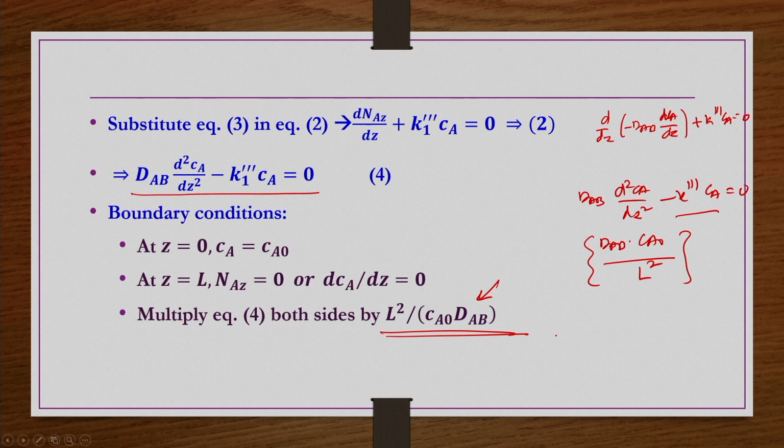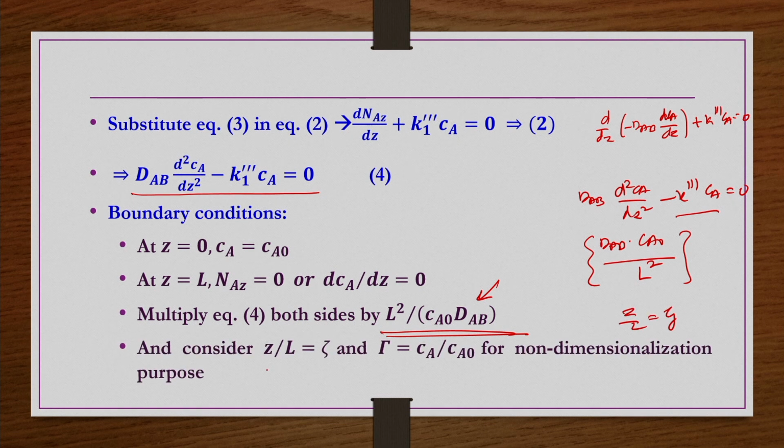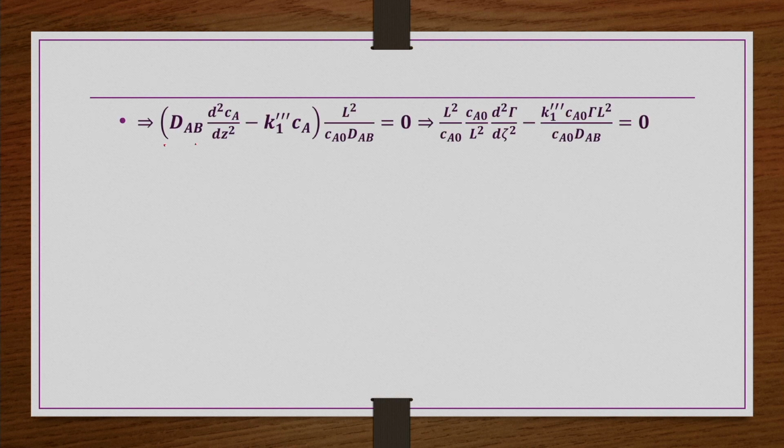Non-dimensionalized parameters we have to find. Z by L we will be writing as zeta, and then Ca by Ca naught we will be writing as capital gamma, right. So, that is what we are doing now. So, this is the equation, we are multiplying by L square by Ca naught dAB. So, this is what we do, we just do it once again so that you can understand clearly.